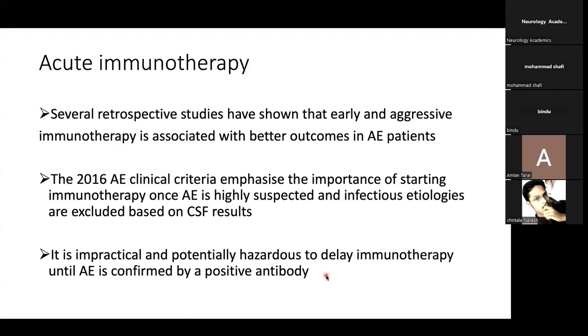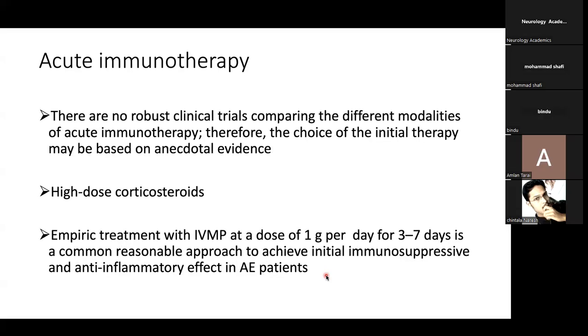Several retrospective studies have shown that early and aggressive immunotherapy is associated with better outcome in autoimmune encephalitis patients. In 2016, the autoimmune encephalitis clinical criteria emphasized the importance of starting immunotherapy once autoimmune encephalitis is highly suspected and infectious etiology is excluded based on CSF result. It is impractical and potentially hazardous to delay immunotherapy until autoimmune encephalitis is confirmed by a positive antibody test. There is no robust clinical trial comparing the different modalities of acute immunotherapy. Therefore, the choice of initial therapy may be based on anecdotal evidence.